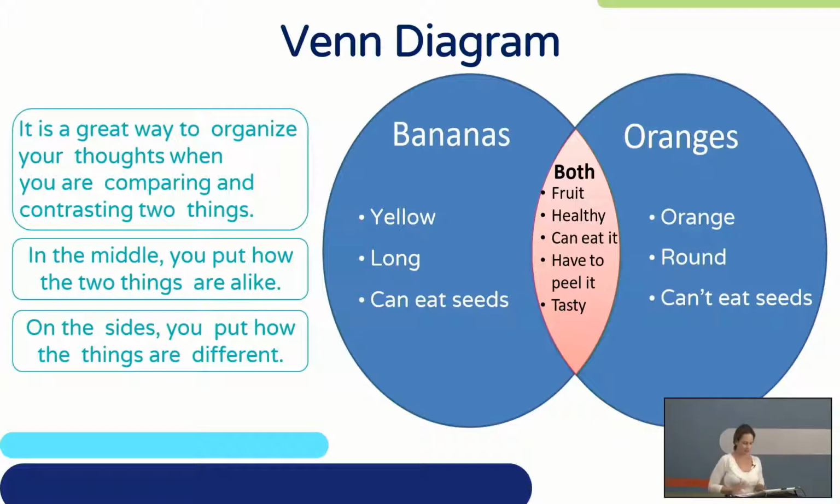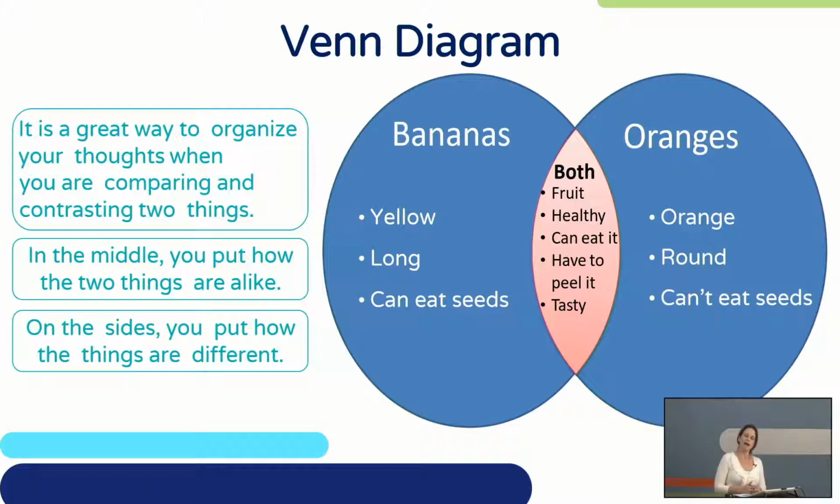So I wrote here that a Venn diagram is a great way to organize your thoughts when you compare and contrast two things or many other things. In the middle, as I said, is where you put how the two things are alike or the same. On the sides, on the two different sides, you put how the things are different.